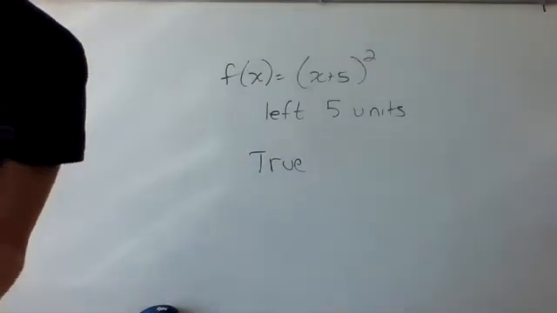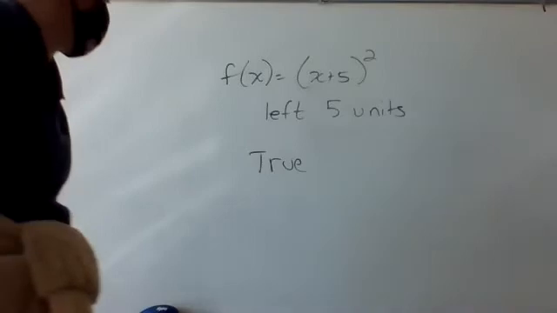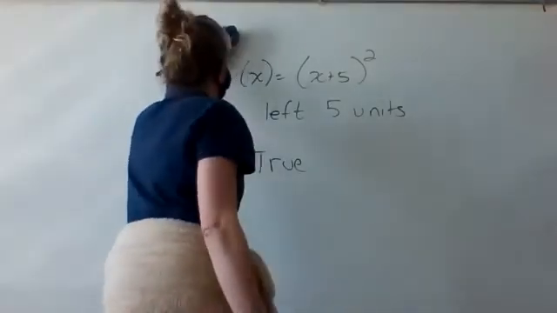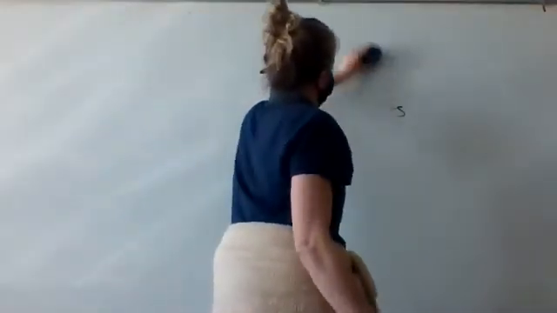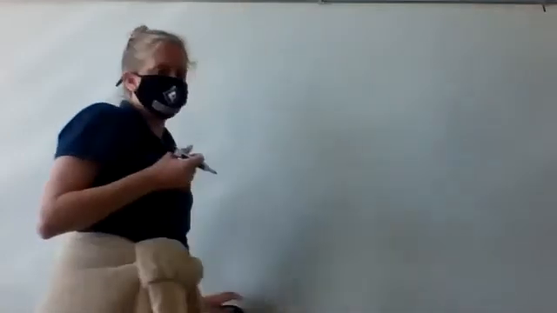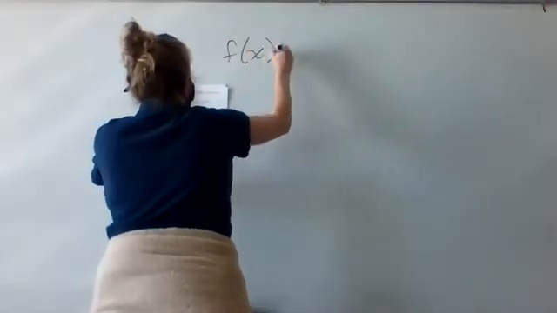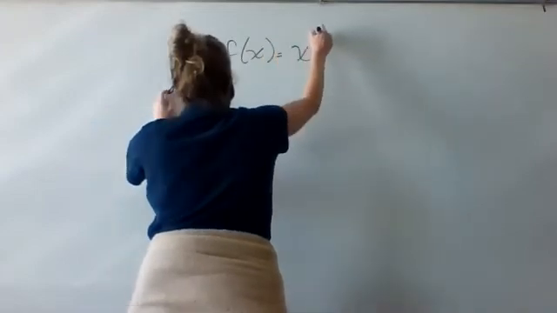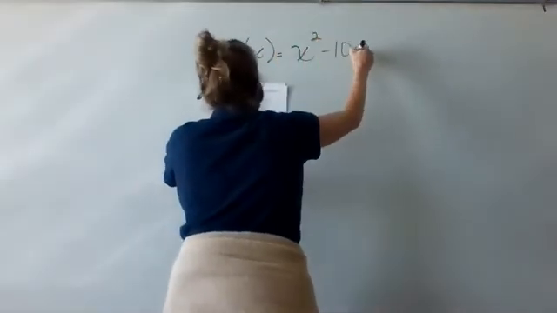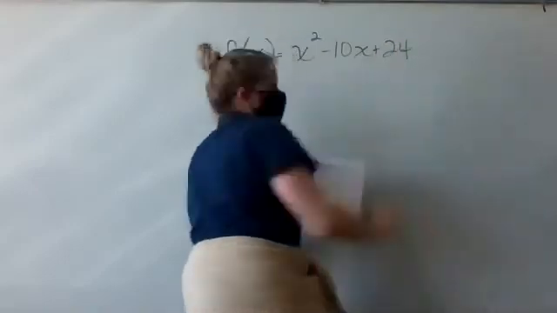All right, number 13. It's another one of those where you have to find the vertex and then use the vertex to answer a bunch of other questions. So this graph is f of x equals x squared minus 10x plus 24.